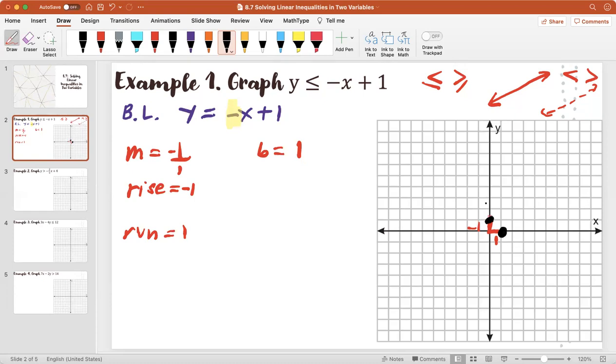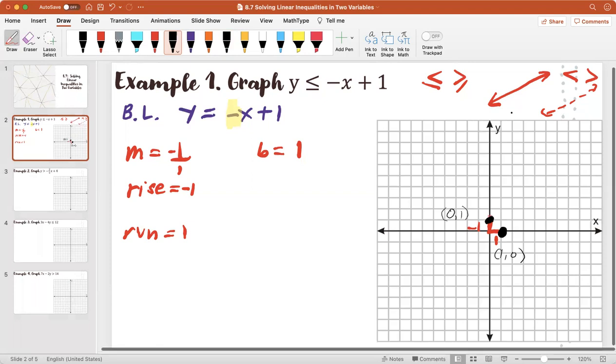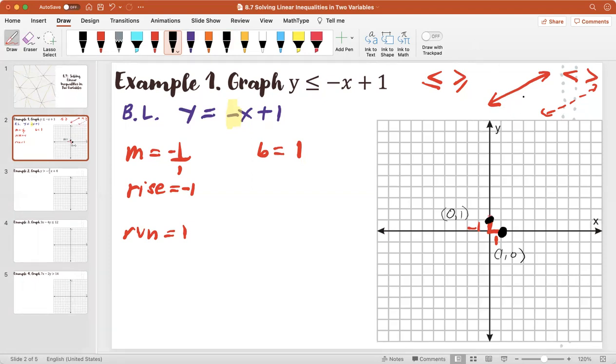The coordinates of this are 0, 1, the y-intercept, and the x-intercept is, well, we said that this is the x-intercept because it's on the x-axis. So 1, 0. After that, we connect these. Are we going to use the solid or dotted, dash line? The solid line. Okay, so solid line. Just connect this, and here we go with the boundary line.